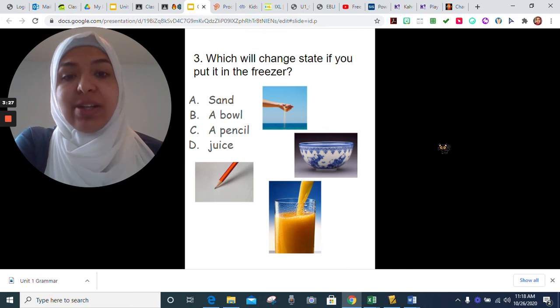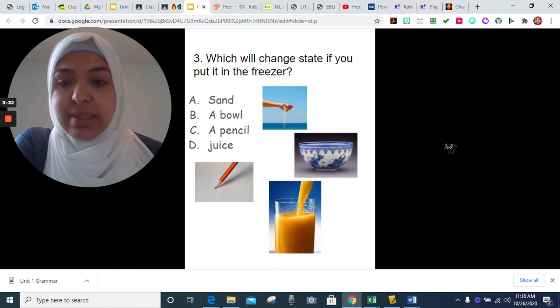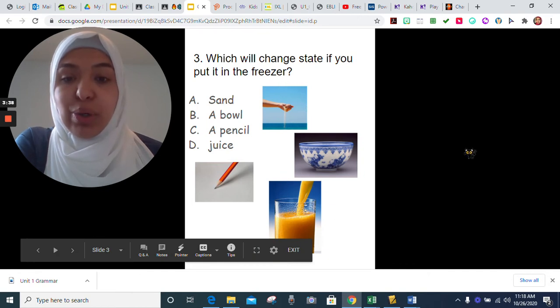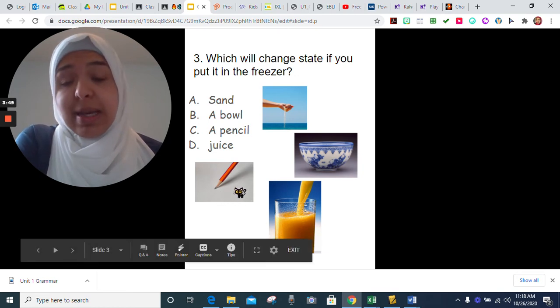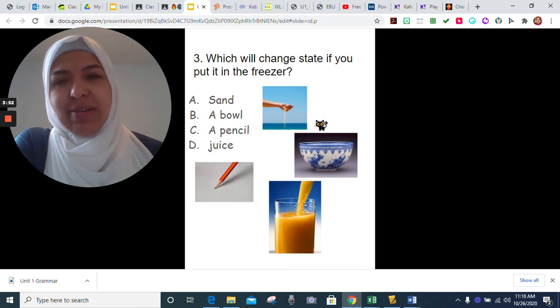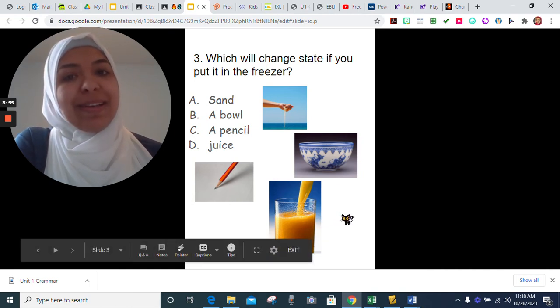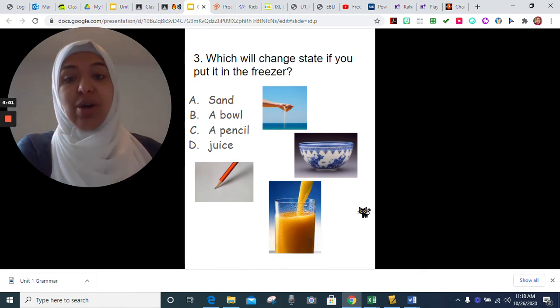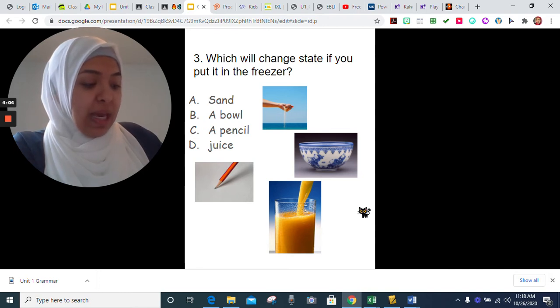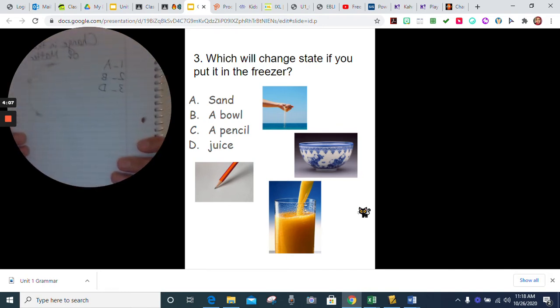3. Which will change state if you put it in the freezer? A, sand. B, a bowl. C, a pencil. D, juice. So which one of these 4 items, if you actually put it in the freezer, is going to change its state? It's going to turn into a solid. The bowl? I don't think so. The pencil is going to stay a pencil. The sand? I don't think you can freeze sand. What about juice? Yep. So if you picked D, you are correct. Now in your notebook, go ahead and write number 3. The answer is D. Just like this.